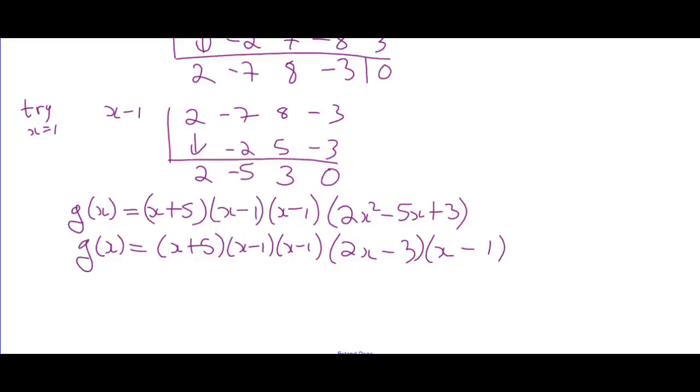So then writing this out, we should collect the x minus 1s. So g of x in factored form is x minus 1 quantity cubed, and then an x plus 5, and then a 2x minus 3.